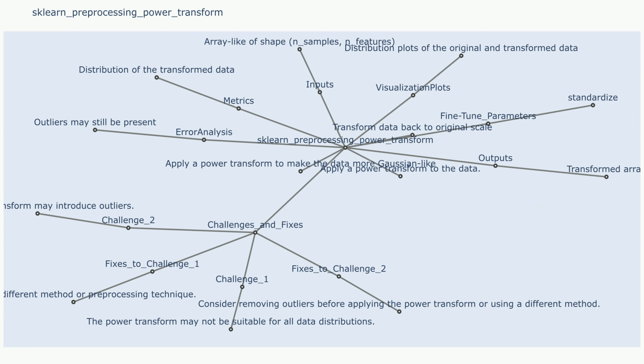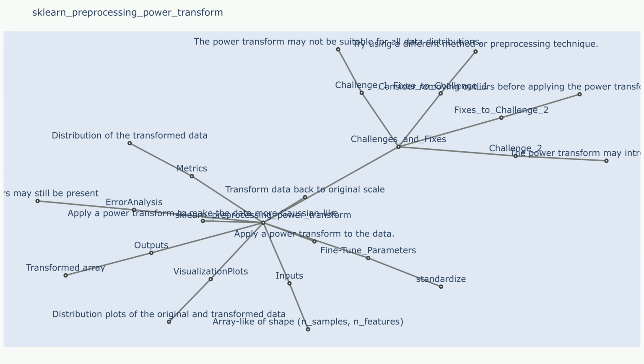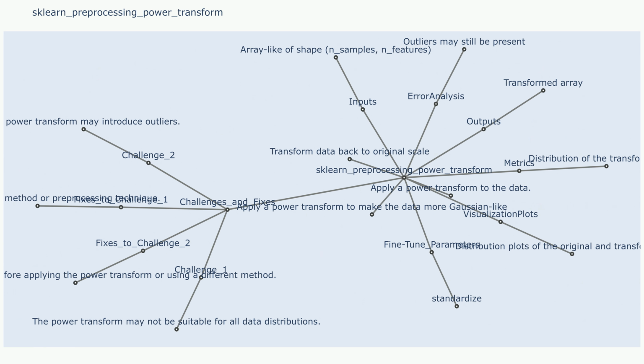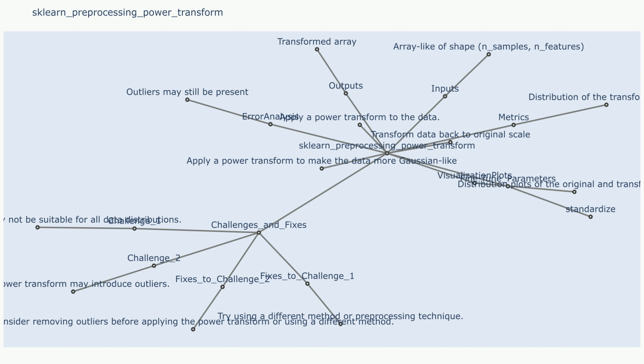Metrics. Kolmogorov-Smirnov test: measures the goodness of fit of the transformed distribution to a normal distribution. Skewness and kurtosis: measures of the shape of the distribution. Transformed data should have reduced skewness and kurtosis, indicating a more normal distribution. Visualization. Plots: histograms visualize the distribution of each feature before and after the power transformation. To assess the improvement, QQ plots compare the quantiles of the transformed distribution to the quantiles of a standard normal distribution, providing a visual assessment of normality.